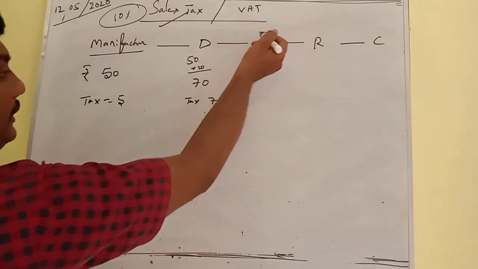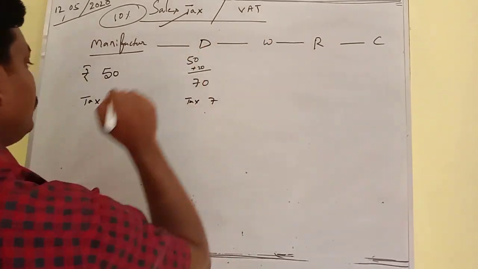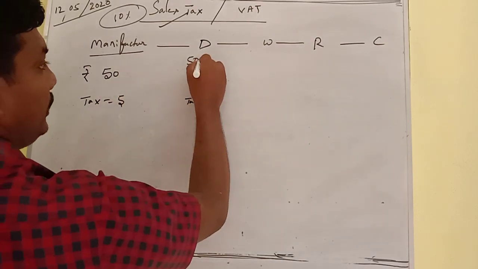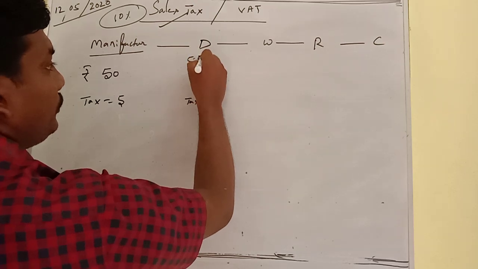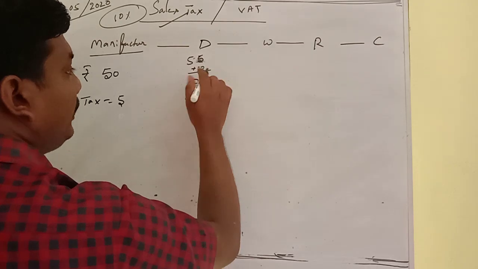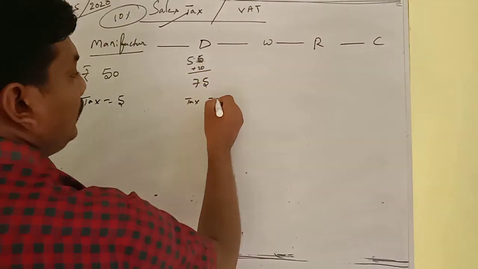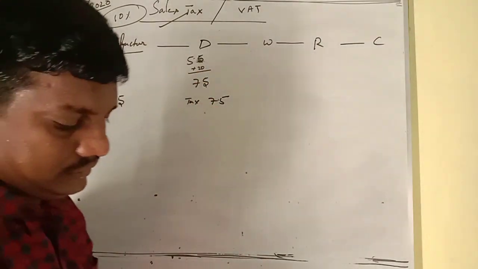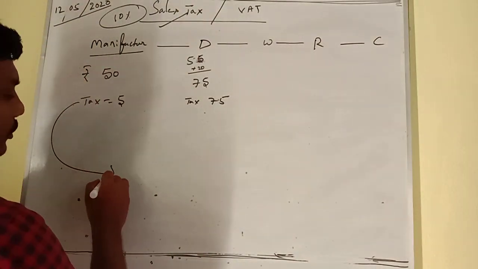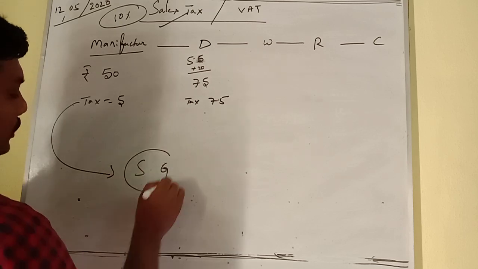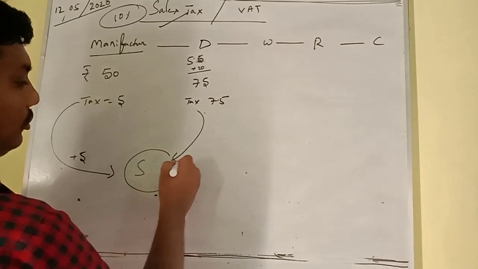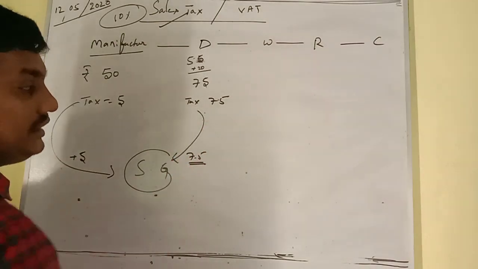Now the tax is going to be calculated in this situation. This is 50, and the tax is also added, so 55. Plus 20 is taken, so this is 75 rupees. So the tax will become 7.5. In the first stage, the state government takes 5 rupees as tax. In the second stage also, the state government takes 7.5 rupees as tax.